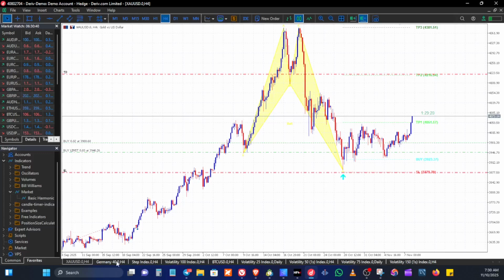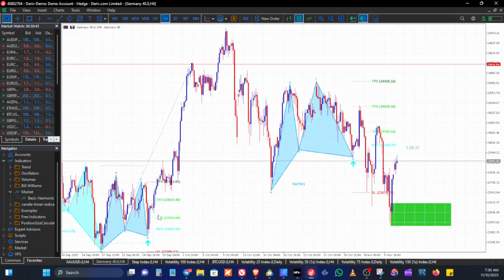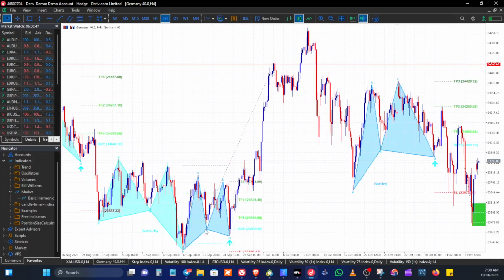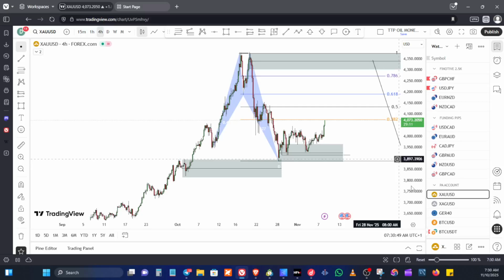Okay, so for German index 40, I remember this setup that played out massively well.